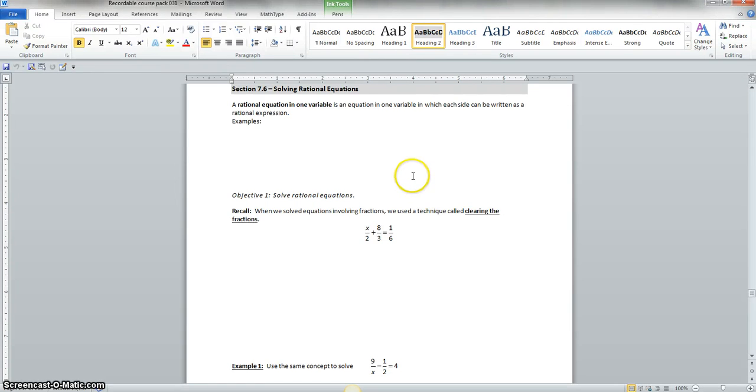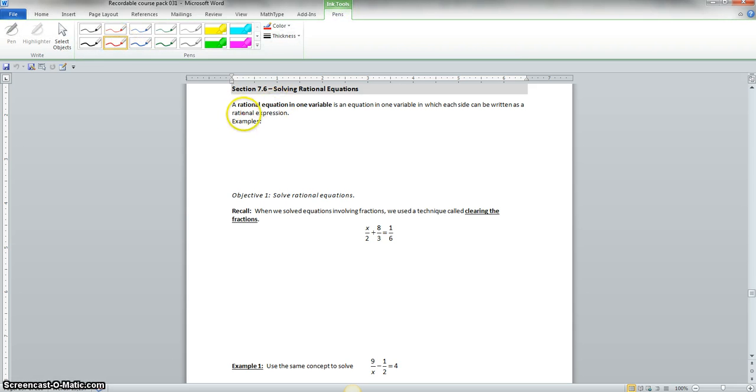Hello class, we're about to start section 7.6, solving rational equations. Now, it says a rational equation in one variable is an equation in one variable in which each side can be written as a rational expression. For example, we have 2x plus 3 is equal to 3x minus 5.